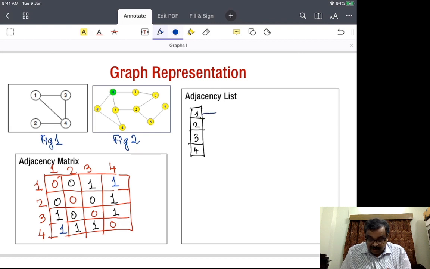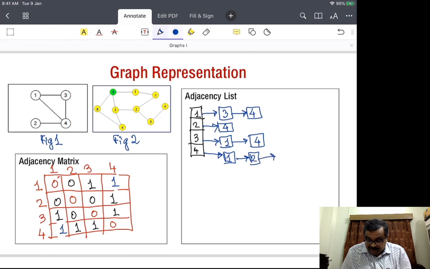So from 1, we have got an edge to 3 and an edge to 4. From 2, we have an edge to 4. From 3, we have an edge to 1 and an edge to 4. And from 4, we have an edge to 1, an edge to 2, and an edge to 3.